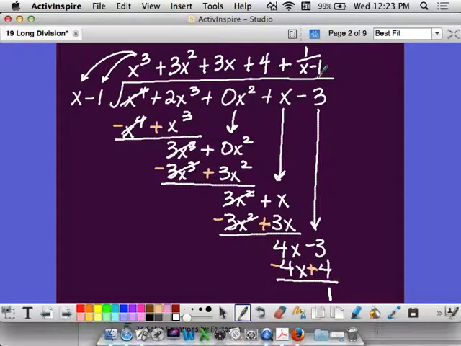Now this whole part up here, this whole polynomial, including that fraction, is the answer. And if you want to check it, you're going to say x minus 1 times x cubed plus 3x squared plus 3x plus 4. You're going to multiply that out, and then after you multiply, you'll add 1. And that will give you this polynomial up under here. Things will cancel, and you'll come out with that.